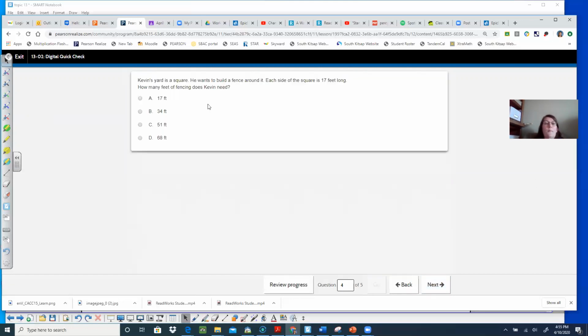Alrighty, now we have a word problem. Kevin's yard is a square. Draw a square. He needs to build a fence around it. Each side of the square is 17 feet long. Label all your sides. How many feet of fencing does Kevin need? You can either stack your 17s or you can do 4 times 17 if you feel comfortable with that. And pause the video now if you need to.